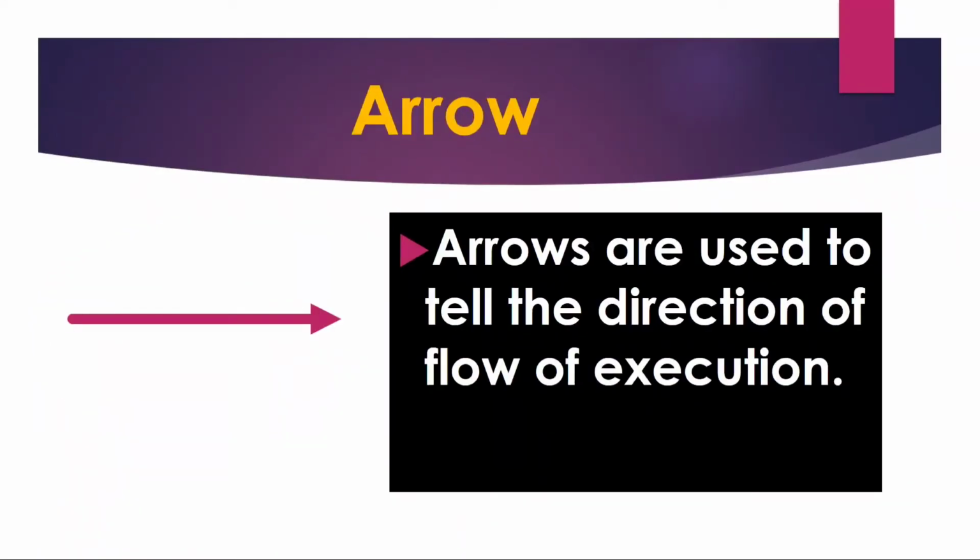Our next symbol is arrow. Arrows are used to tell the direction of flow of execution, means after the first work what will be the second work, it is shown with the help of arrow. For example, if you want to tell anyone a direction, we will make an arrow to go left side or right side or up or down. In flowchart also, if you want to tell the direction of the work, means after which work, which is the next one, we will use the arrow.